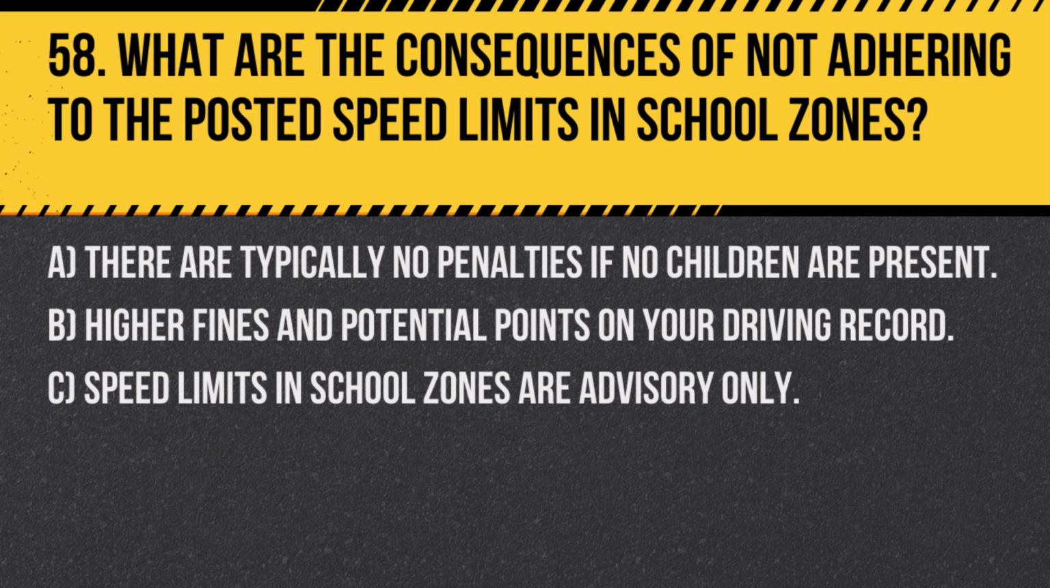Question 58. What are the consequences of not adhering to the posted speed limits in school zones? A. There are typically no penalties if no children are present. B. Higher fines and potential points on your driving record. C. Speed limits in school zones are advisory only.